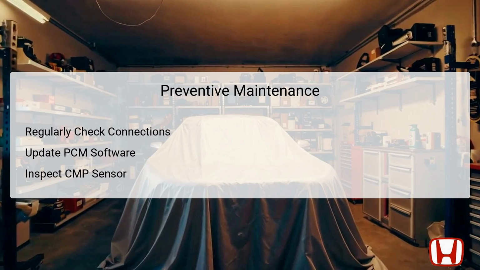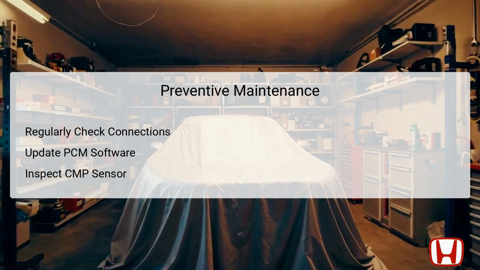Preventive maintenance is essential to avoid issues like DTC P0365 in the future. Regularly inspecting and checking the connections for the CMP sensor B and the PCM can help to prevent signal loss due to corrosion or damage.